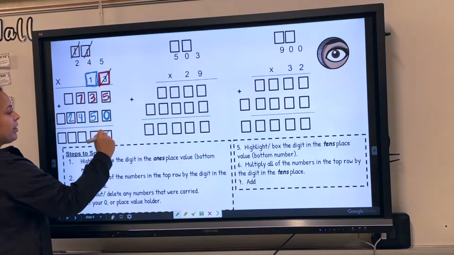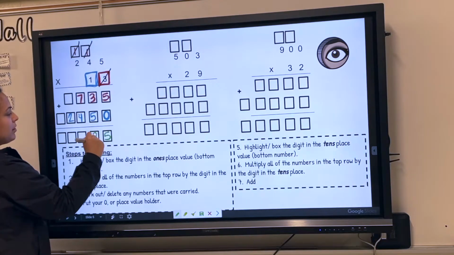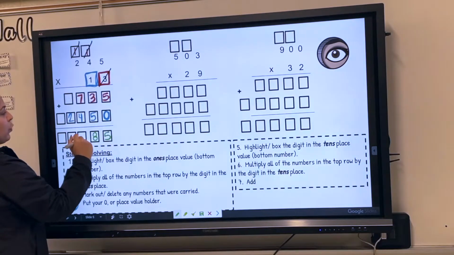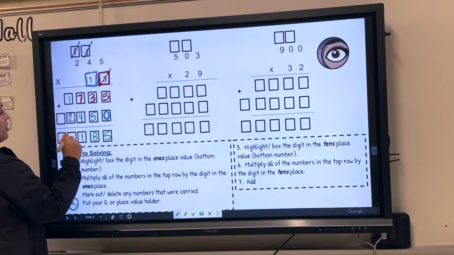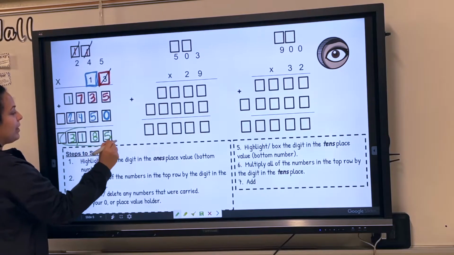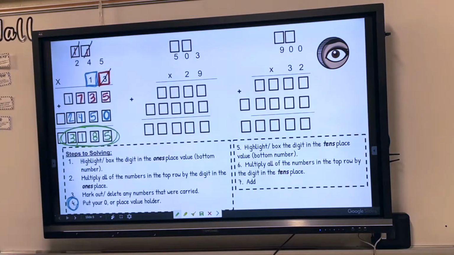I have 5 plus 0 is 5. 3 plus 5 is 8. 7 plus 4 is 11. Put my 1, carry the other one. 1 plus 2 is 3. So our answer is 3,185.